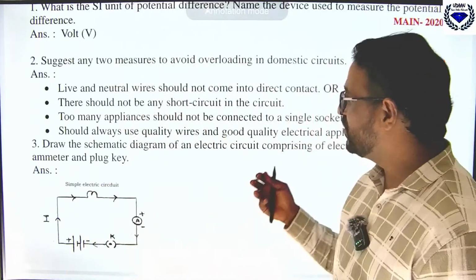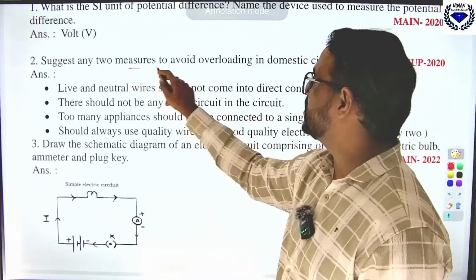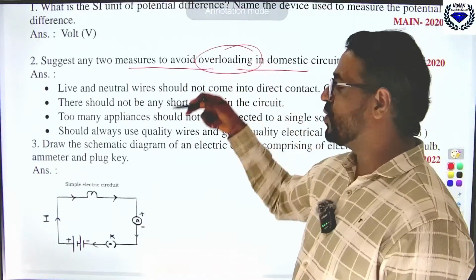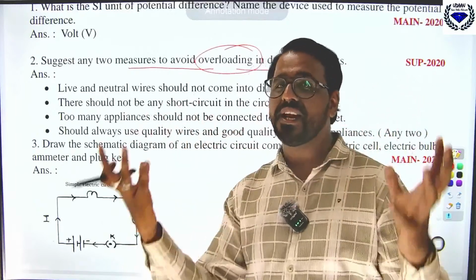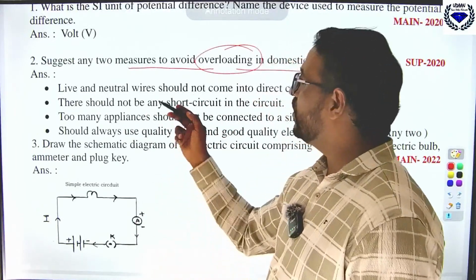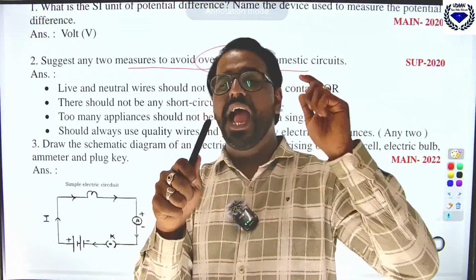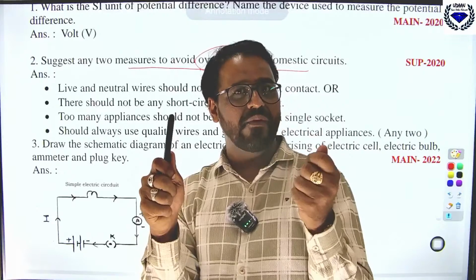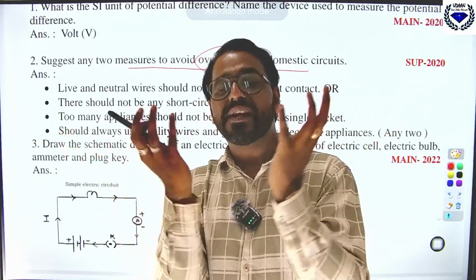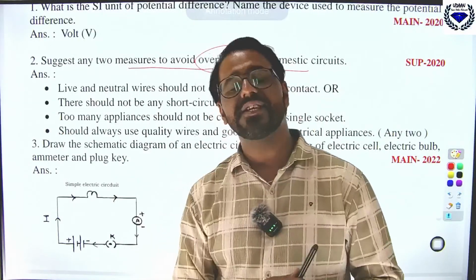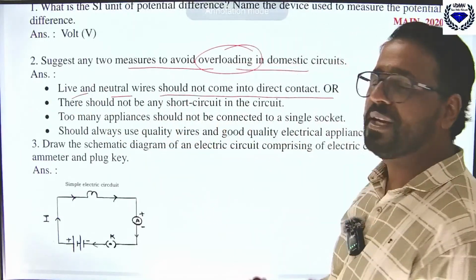So I will just move on to the solution to this answer. Suggest any 2 measures to avoid overloading. So you know when does overloading take place? When there is a sudden increase or sudden hike in the supplied current. So when does this happen? If you are holding a live wire, that means the red color, and when you are holding a black wire, that is the neutral wire, if you touch them together, so what will happen? Disaster. That means a short circuit will happen. That is nothing but overloading. See, live and neutral wire should not come in direct contact.